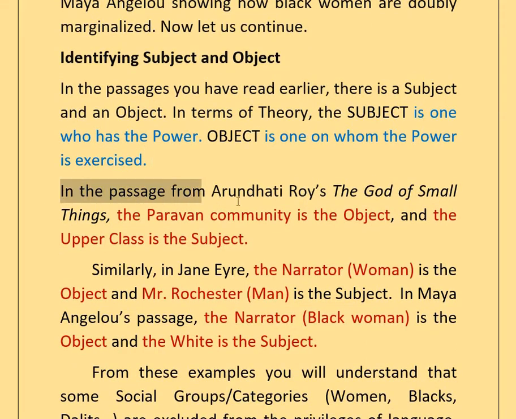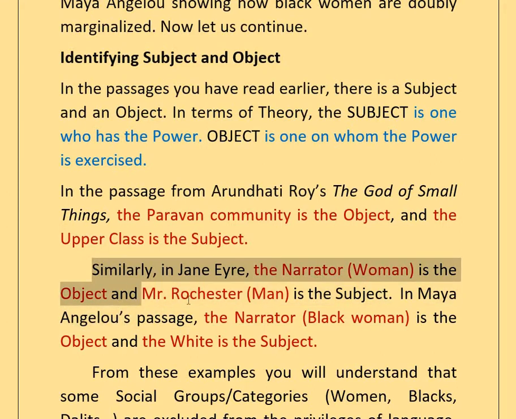In the passage from Arundhati Roy's The God of Small Things, the Paravan community is the object and the upper class is the subject. Similarly, in Jane Eyre, the narrator, woman, is the object and Mr. Rochester, man, is the subject. In Maya Angelou's passage, the narrator, black woman, is the object and the white is the subject.